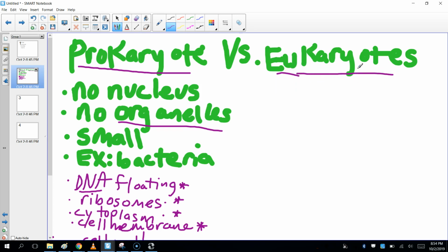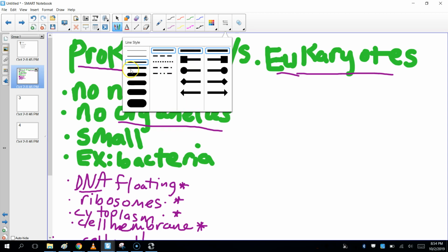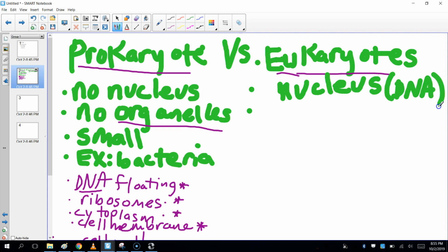The eukaryotes. I'll go back to this green color, and I want to make it thick. Okay. So the eukaryotes are basically the antithesis of prokaryotes, or the opposite. They do have a nucleus, and inside the nucleus of eukaryotes is the DNA. That's the genetic material. It's inside.